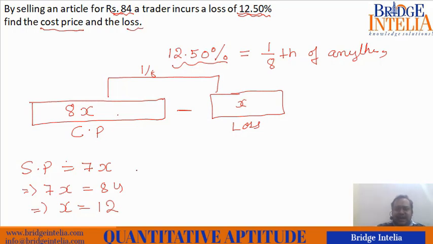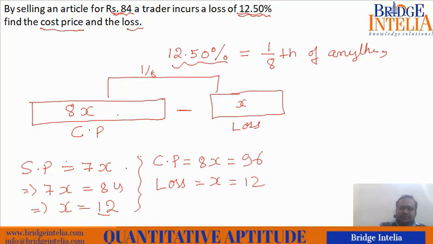Cost price is equal to 8x. So if you know the value of x, you can easily calculate the value of cost price: 8x is 96, and loss x is 12. Let's move to the next one.